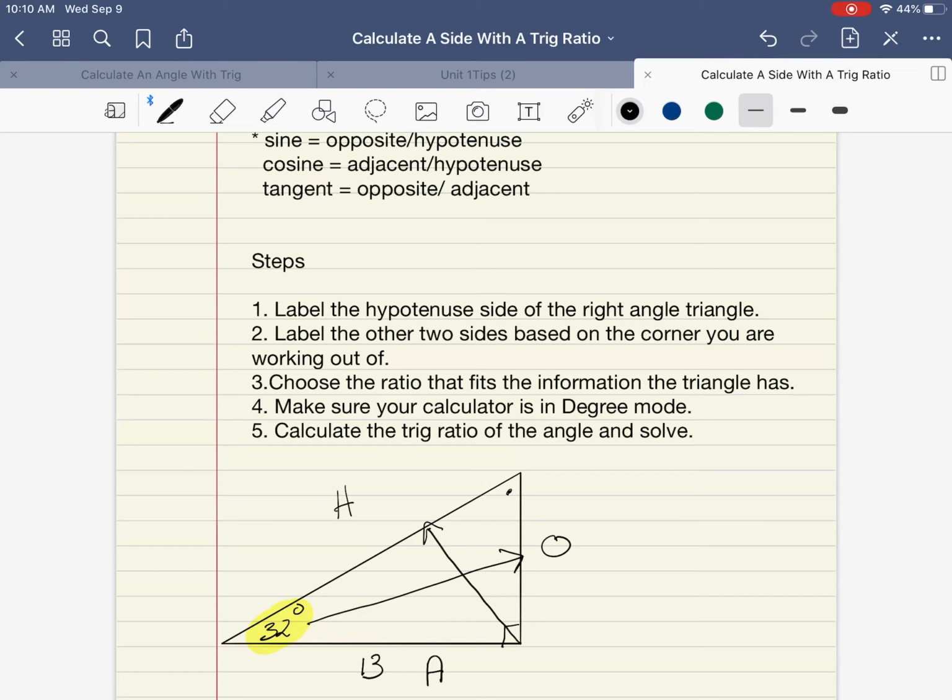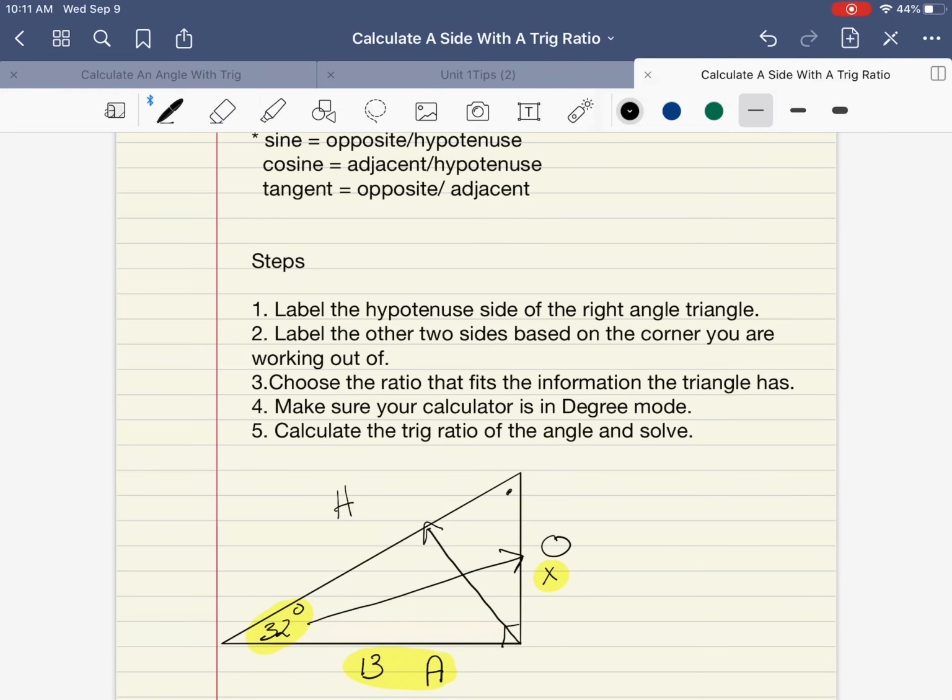So step 3, choose the ratio that fits the information the triangle has. In this case, you've got the adjacent side, you've got 13. Now, depending on what side you want to find, I'm going to say I want to find this side here. I want to find the opposite side. So I'm going to label that with the variable x. I could have found the other side, but I chose to find that side there.